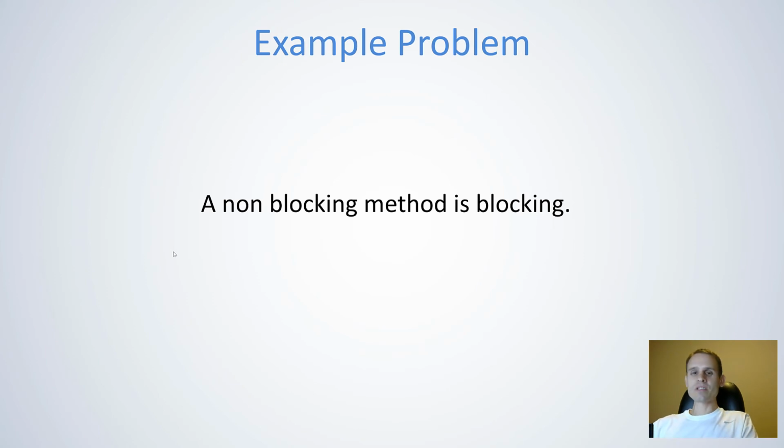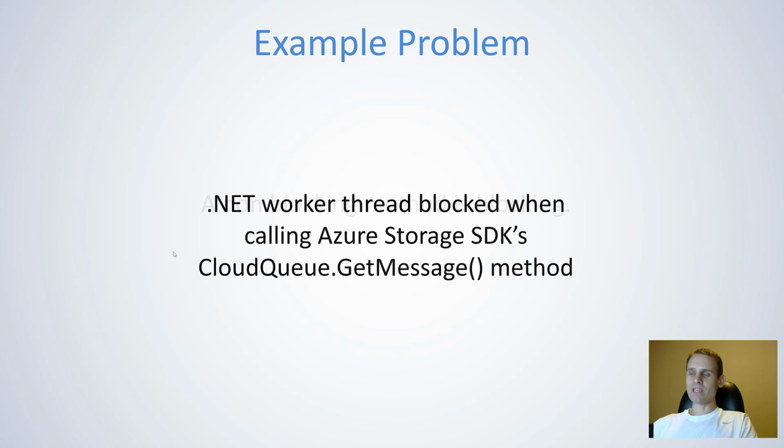And the problem that I was experiencing was in a C# application, a non-blocking method was blocking. And that is a very fundamental piece of software development: you have a method and you call this method and it's either a blocking method or it's not. And a little more specific here is that I had a .NET worker thread being blocked when I was calling an SDK from Microsoft's Azure Storage library. They've got a storage SDK, and I was calling a getMessage method.